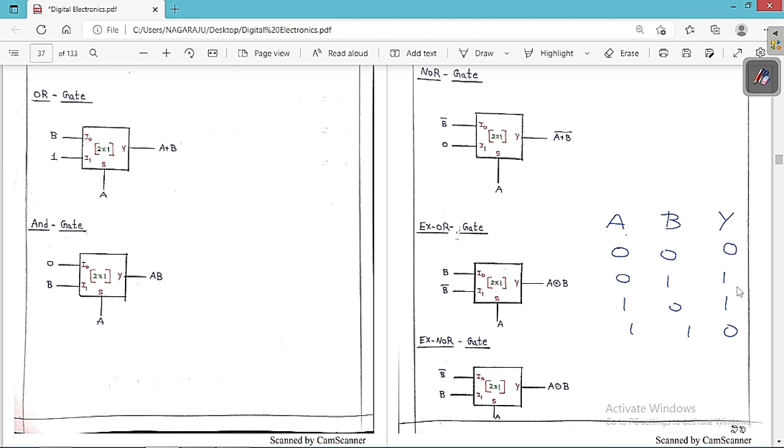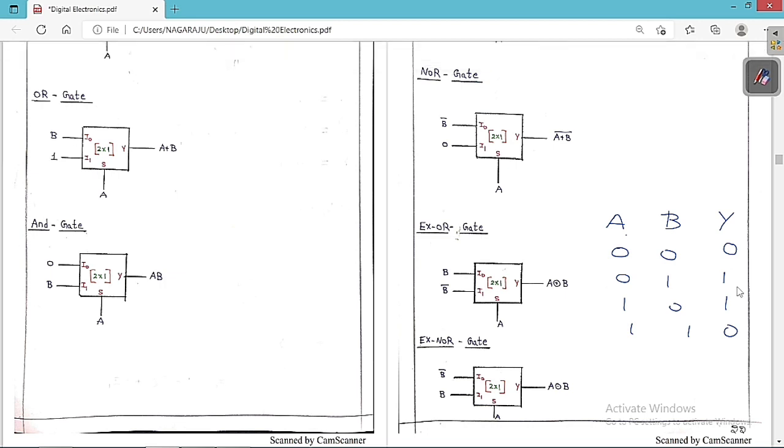So now we can see clearly one very important point here. If A is equal to 0, I0 is going to get activated. If B is equal to 0, Y is equal to 0. If B is equal to 1, Y is equal to 1. So whatever B is, the same thing we get as output. So we have to give B here. Similarly, for A is equal to 1, I1 is going to get activated. So when B is equal to 0, Y is equal to 1. If B is equal to 1, Y is equal to 0. It's the complement of B. So we have to give the complement of B.